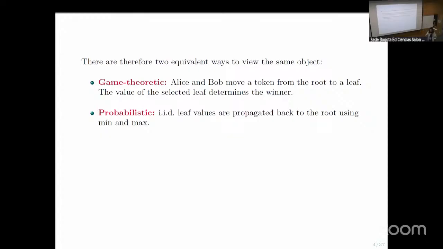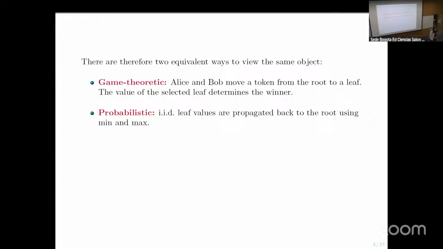So there are 2 ways to see this game. There is the game-theoretic way, where you start with a token at the root, and then the players start to move this token to one of the leaves. So this is the game view, and the probabilistic way to see this game is backward. You assign the values zeros and ones in the leaves, and then you propagate these values back to the root, and depending on the value of the root is the winner of the game.